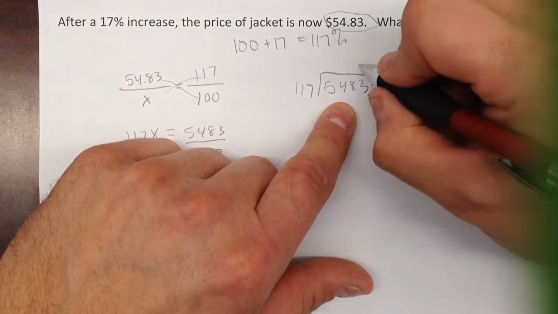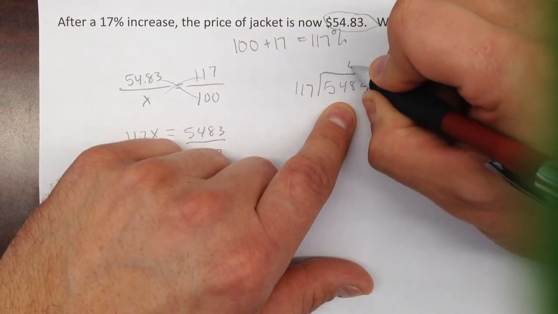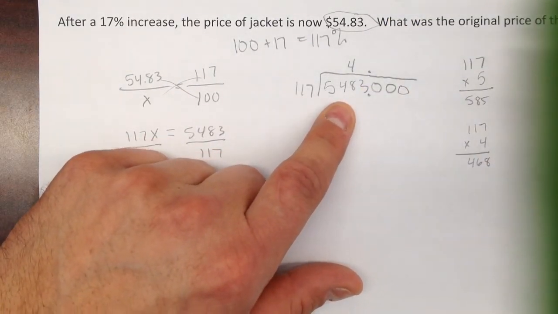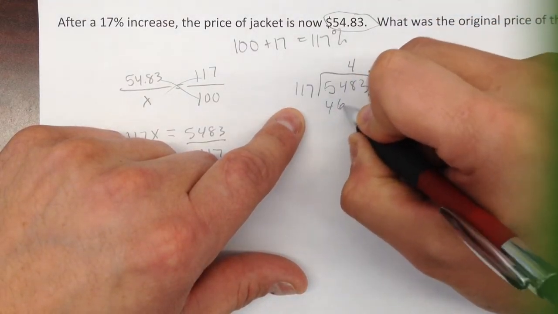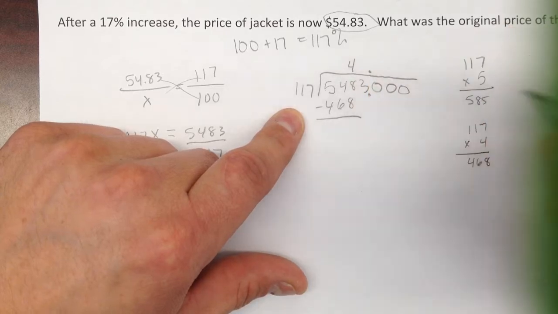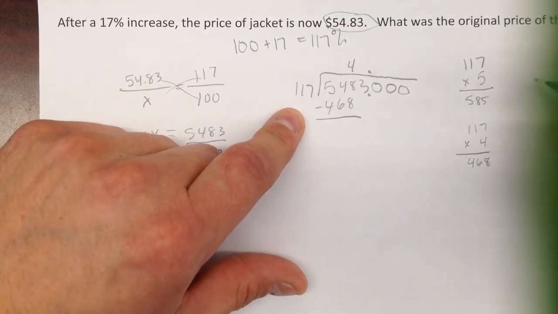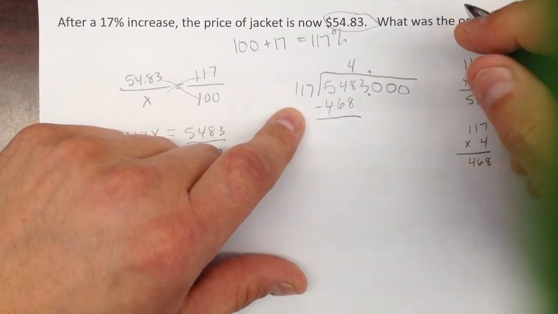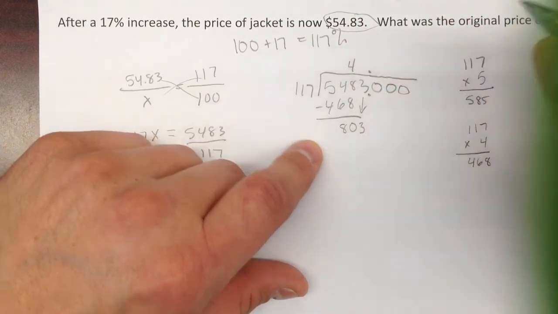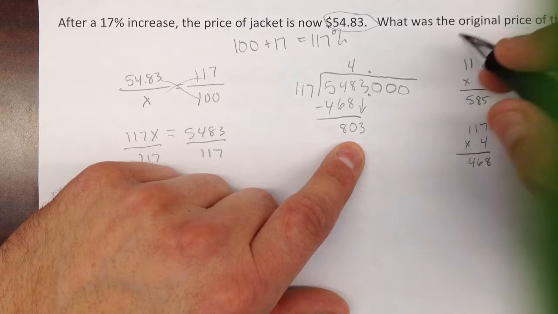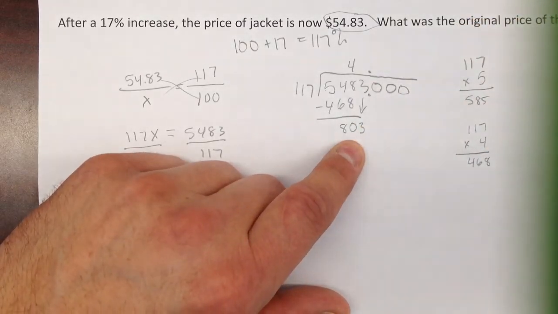Good. So 4 goes right here, above the 8. Make sure you put it in the right place, above the 8. So 4 times 117 is 468. Let's subtract that, and we get 80. Bring the 3 down. I was a little ahead of myself there. Now we've got to figure out how many times 117 goes into 803.